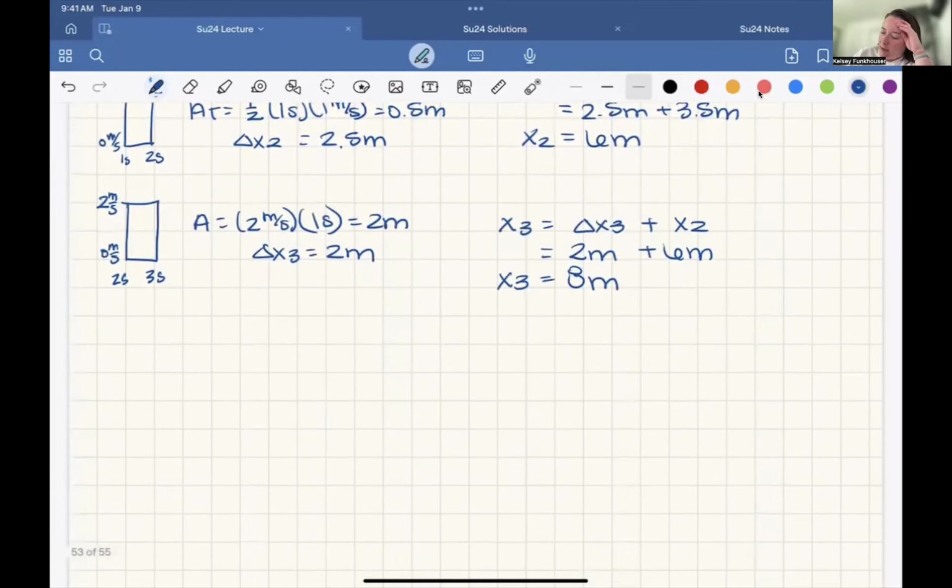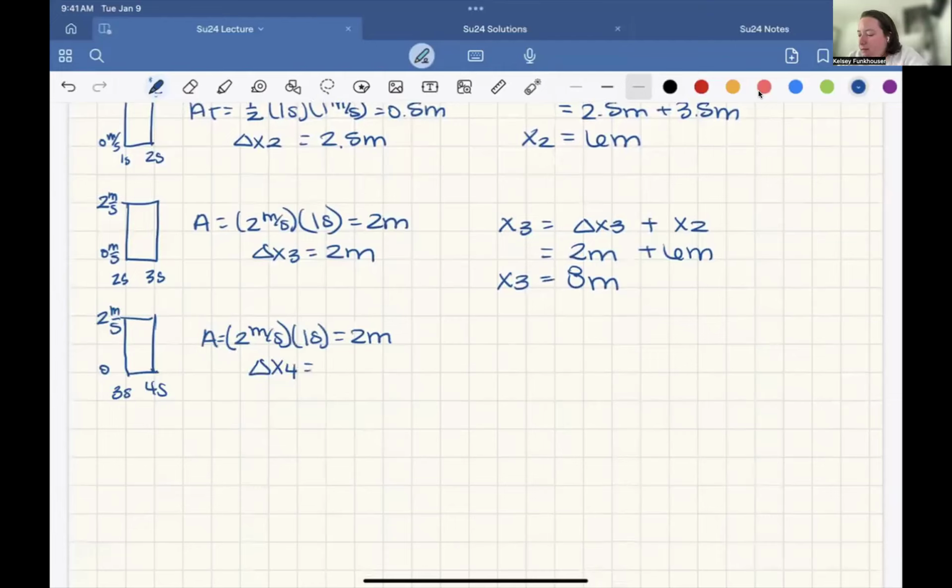And then finally, the area of this one is going to be the same again. It's still going to go from 0 to 2 meters per second. And now we go from 3 seconds to 4 seconds. But those are still the same size for this side. 2 meters per second times 1 second is 2 meters, giving us the displacement at 4 seconds is 2 meters. And the position at 4 seconds is then the displacement plus the position at 3 seconds. So 2 meters plus 8 meters equals 10 meters for 4 seconds.